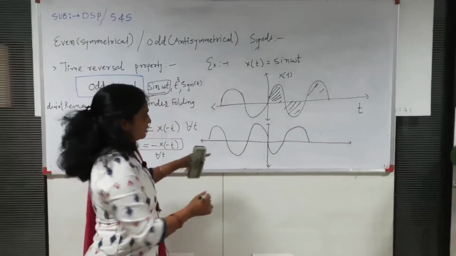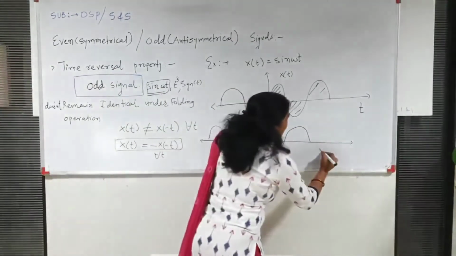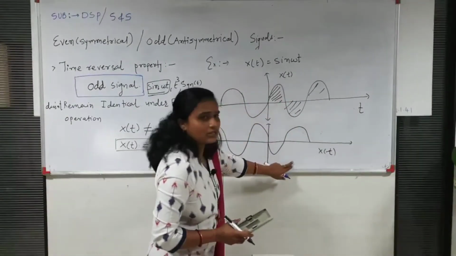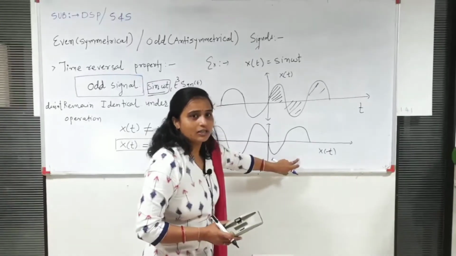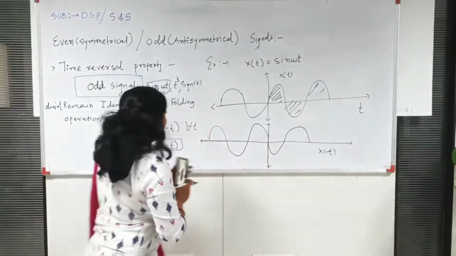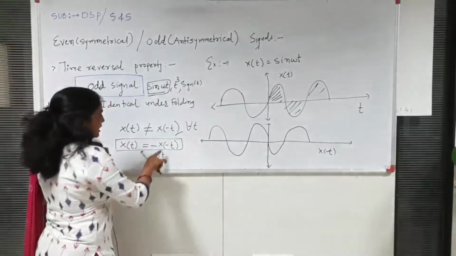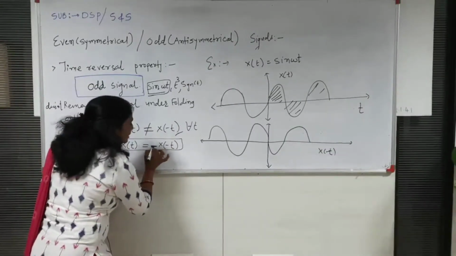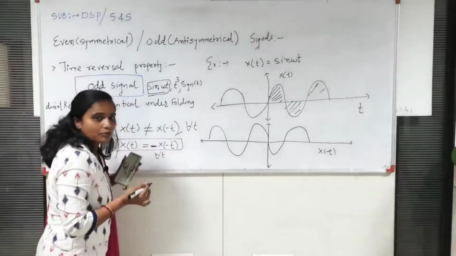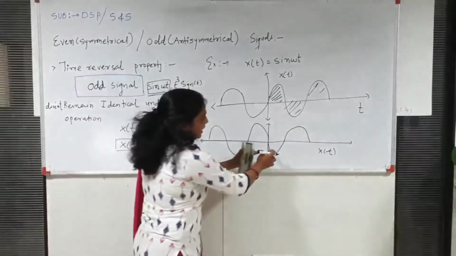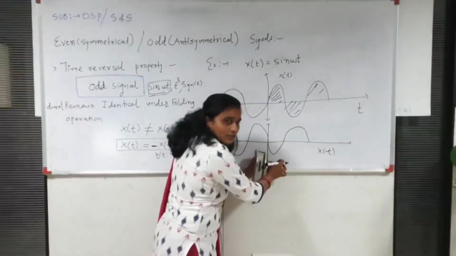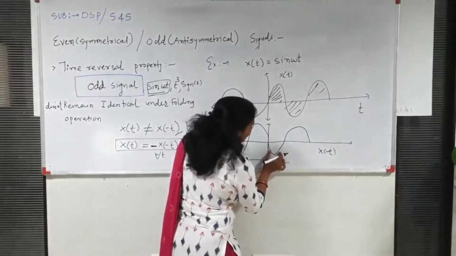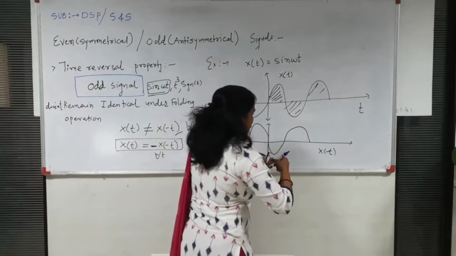Now see here, this folding is the time reversal property, x of minus t. Here x of t and x of minus t are not equal. But it satisfies another condition if I reverse the amplitude. If I reverse the amplitude, then we get the same signal, meaning a negative amplitude multiplied by minus 1 becomes positive. Suppose these negative cycles are multiplied by minus 1, so it becomes this way.